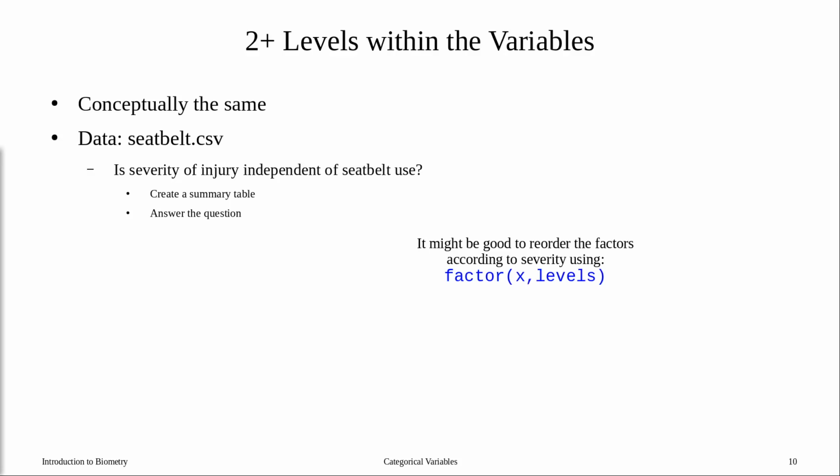So for our example, let's utilize seatbelt.csv. In this data set, it asks a question, is severity of injury independent of seatbelt usage? So what I want you to do is download this file, import it into R, create a summary table, and then answer this question.